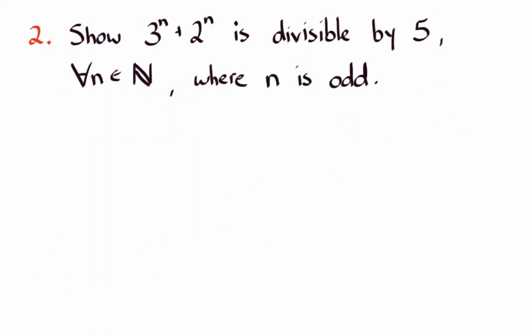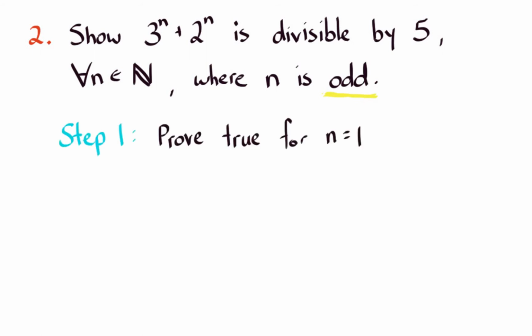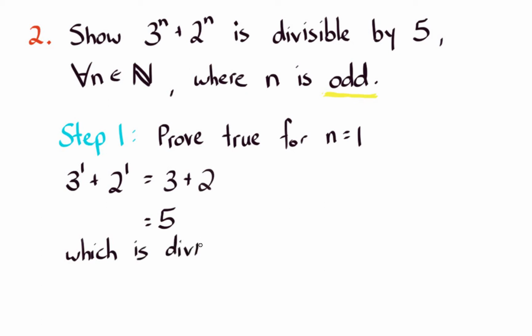Show that 3 to the power of n plus 2 to the power of n is divisible by 5 for all n belonging to the set of natural numbers, this time where n is odd. So, step 1. Prove true for n equals 1. We can start with 1 this time because 1 is our first natural number that is odd. Substituting in 1 for n, we have 3 to the power of 1 plus 2 to the power of 1. That's just 3 plus 2. 3 plus 2 is 5, and this is clearly divisible by 5. So therefore, the first statement is true.